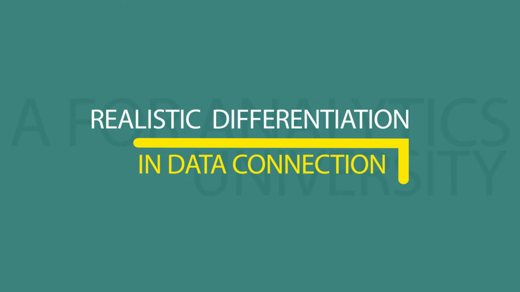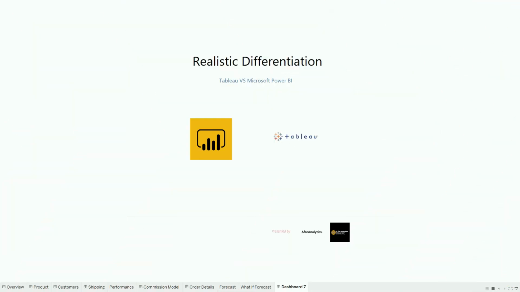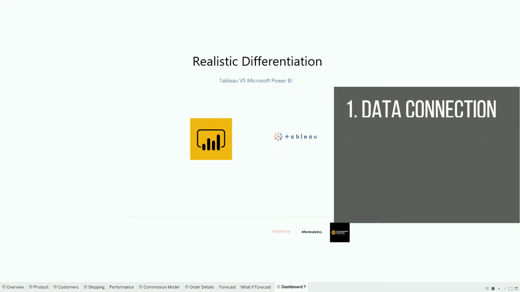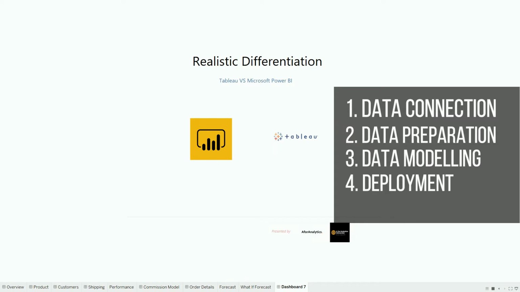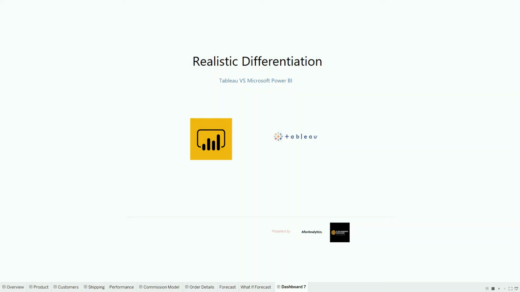In this video, we're going to look at the realistic differentiations between the top two tools in the analytics industry, especially in BI spaces, which are Tableau and Microsoft Power BI. In this playlist, we're going to see the realistic differentiations of these two tools in 5 parameters. First one, data connection. Second one, data preparation. Third one, data modeling. Fourth is deployment. And finally, we're going to see the pricing and licenses. Stay tuned.